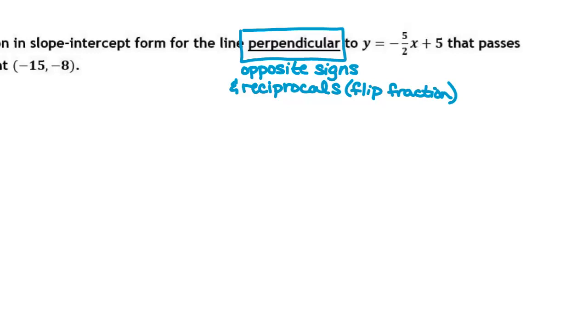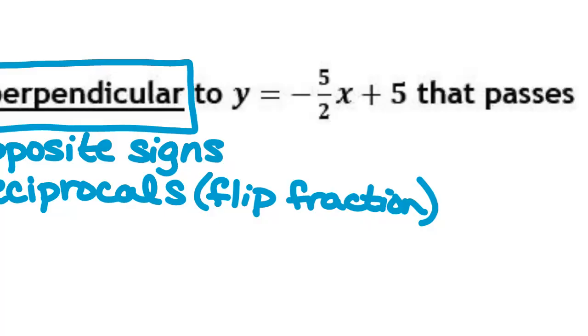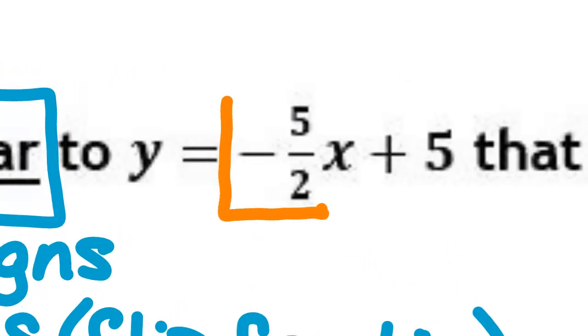So looking at this equation, which piece is the slope? Which piece of this equation is the slope? That part. Which part? Not quite. What is the slope? Negative 5 over 2. This is the slope.